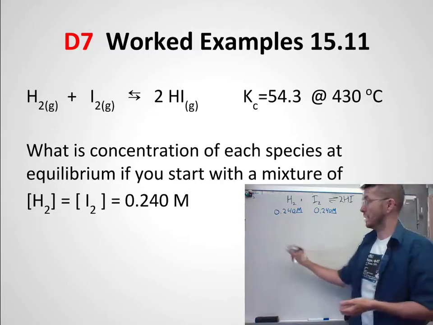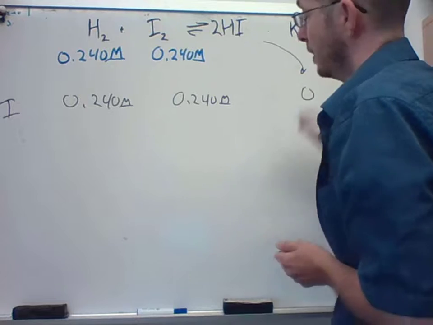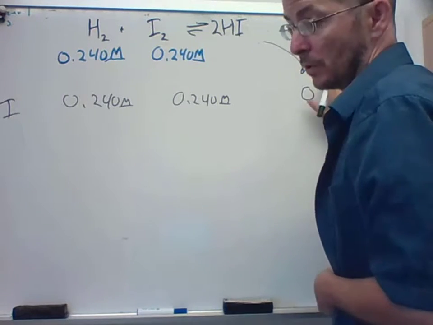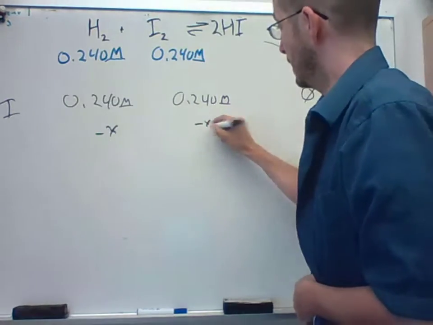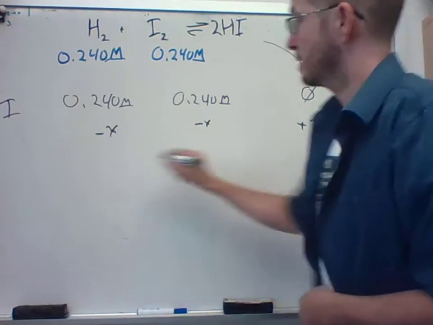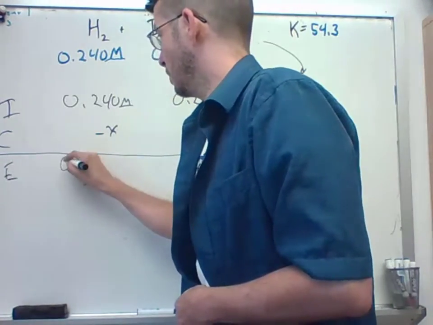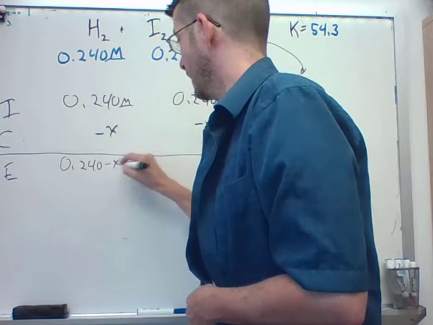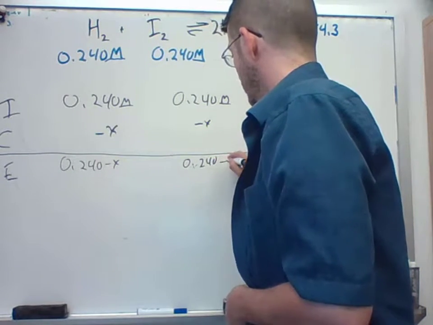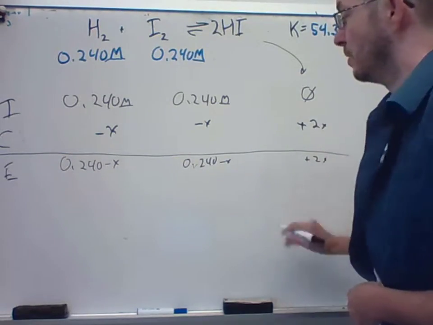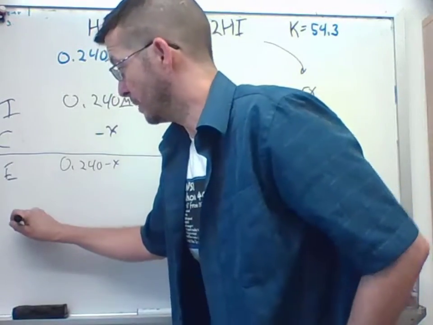And so we can build our ice table, our initial concentrations, and our zero concentration for our iodine, and our zero concentration for our HI, our change minus x, plus 2x, and that leaves equilibrium values of 0.240 minus x and 0.240 minus x and plus 2x as our equilibrium values. We can then plug this into our equilibrium statement.